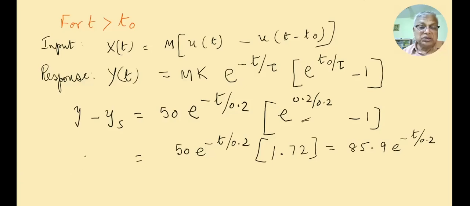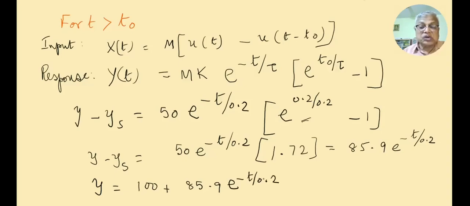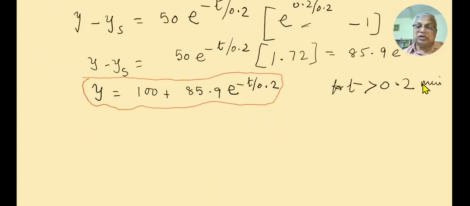So if you write this, y minus ys, okay? Ys is 100. So y equals 100 plus 85.9 e power minus t by 0.2. This is the response equation for t greater than 0.2 minute.